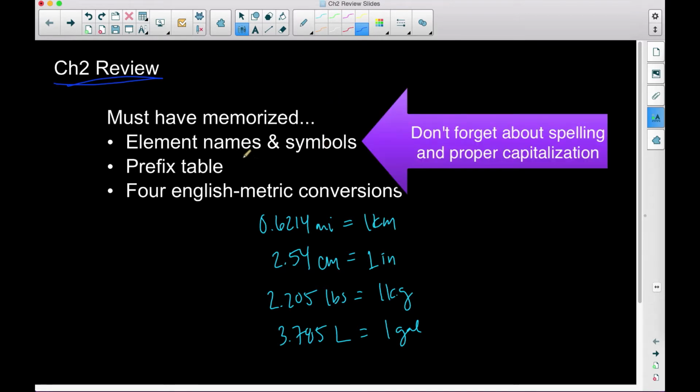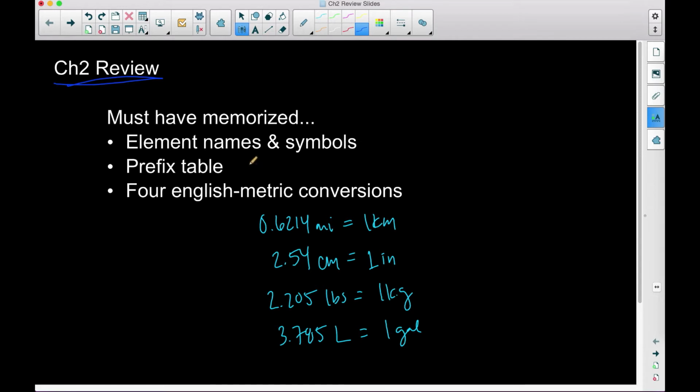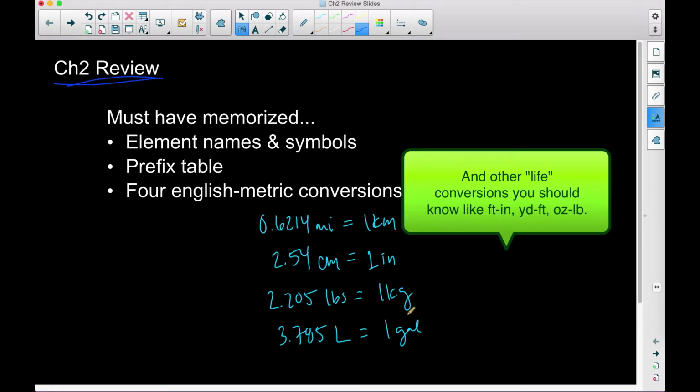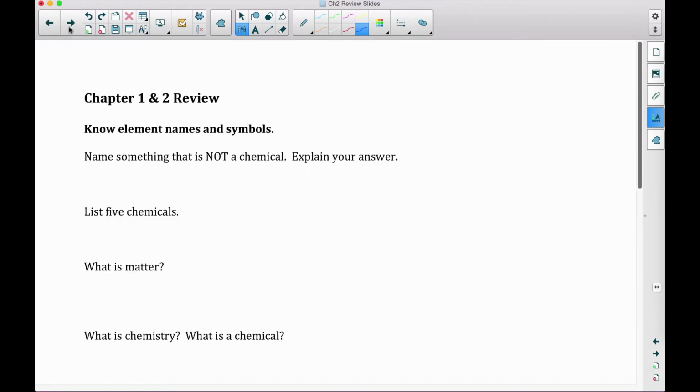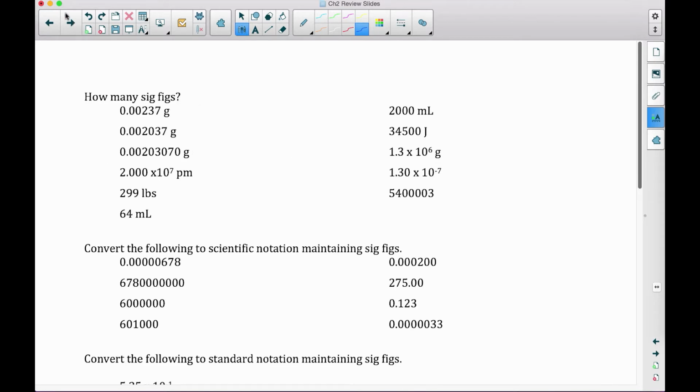Then obviously you have to have the prefix table memorized, right? And these 4 English to metric conversions. And again, if you want to memorize that whole table, knock yourself out. Any conversion that I give you, you will be able to do with these 4. Obviously some of those other ones will get you there much faster, but memorize however much you want. All of this is from your book and your notes, so we're not doing those.